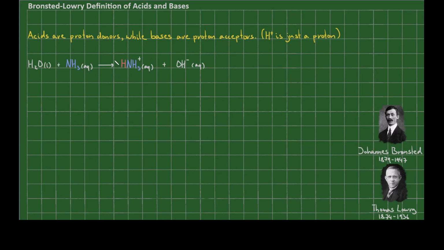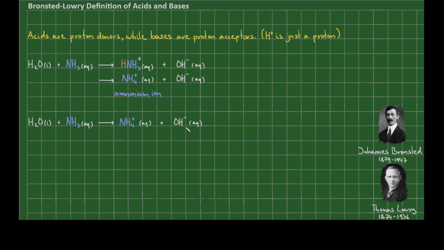The way I have written ammonium is a little bit awkward, so let me fix that. Here we go, NH4 plus. This is the formula for ammonium. Overall, we could write this equation as follows. Water will react with ammonia to give ammonium and a hydroxide ion.